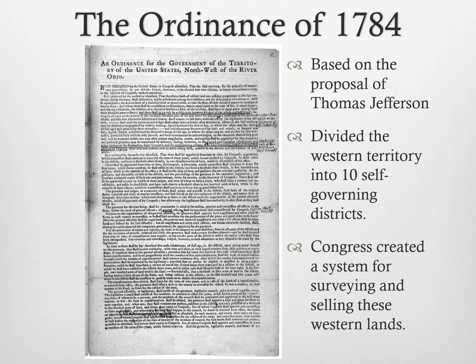Now, it is important to realize that these 10 self-governing districts, each of these could petition Congress for statehood when its population equaled the number of free inhabitants of the smallest existing state. So this ordinance is going to be tricky in the coming years of dividing up this land. And just whose territory is this? Well, it depends on who you ask.